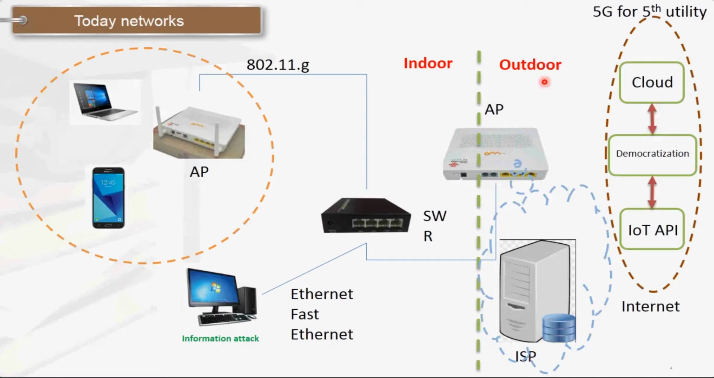And what is outdoor? We have an access point, and this access point connects with a sector. The sector is a hub station, and the hub station is supported by the internet service provider. For example, here in Iraq we have Airlink. This is an internet service provider that provides the internet. And this internet service provider connects with the internet.